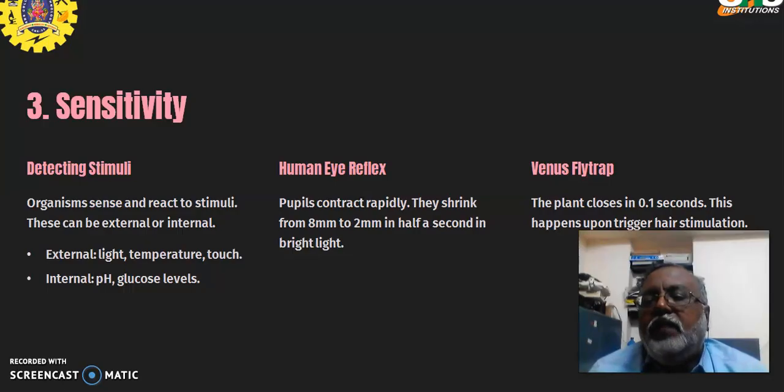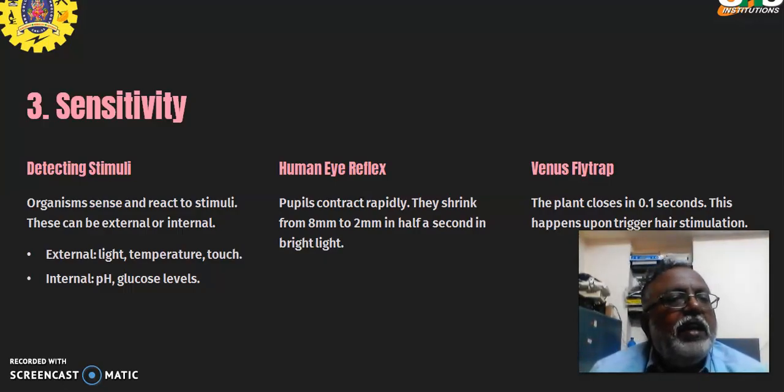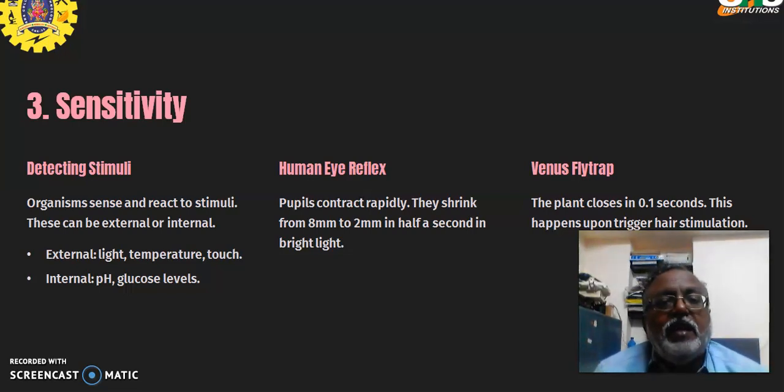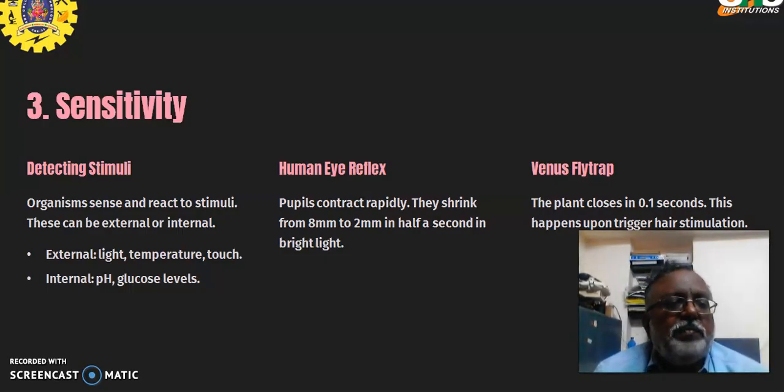Every living organism has its own sensitivity. Sensitivity includes three major points. One is detecting stimuli, the second is the human eye reflex, and the third is the Venus flytrap. Let us identify them one by one. What do you mean by detecting stimuli? Living organisms sense and react to stimuli.